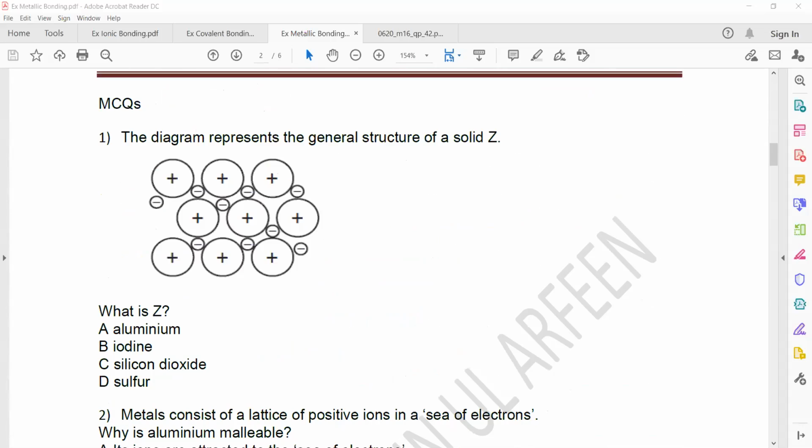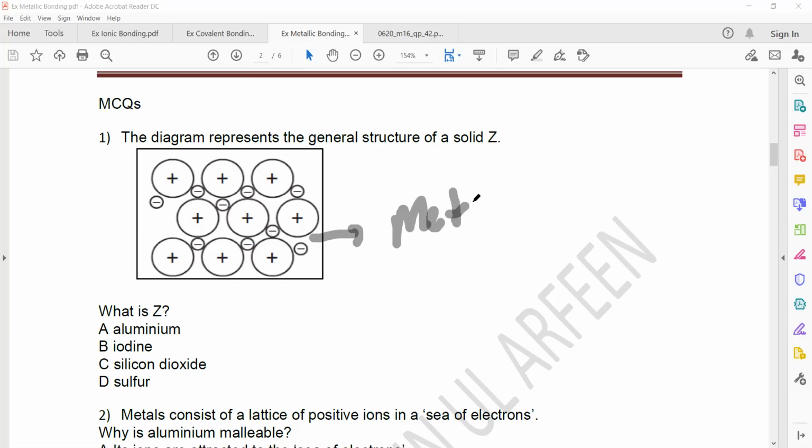The diagram represents a general structure of a solid. What is this? Because this structure shows that it is a lattice of a positive ion and the free delocalized electrons. So this is the structure of the metal. Iodine is a non-metal. This cannot be an answer. Silicon dioxide, covalent substance, sulfur, a non-metal. So what could be the right answer? A is the right answer because this is the structure of the metal. Metal have a layer or lattice of positive ion and the free electrons.